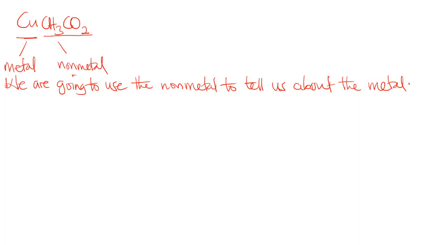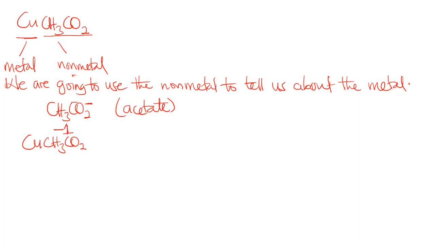I know this non-metal. I know that CH3CO2, this is an acetate, has a charge of negative. So the ion itself is known as acetate. So it has a charge of negative. So if you put it in there with the copper, you have -1 for the non-metal. Therefore, you are going to have +1 for the metal.